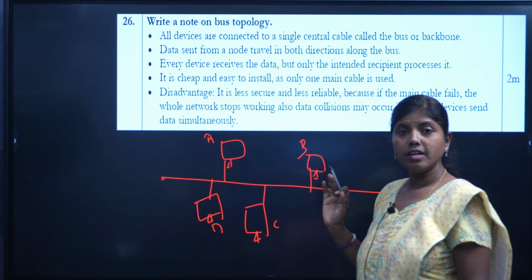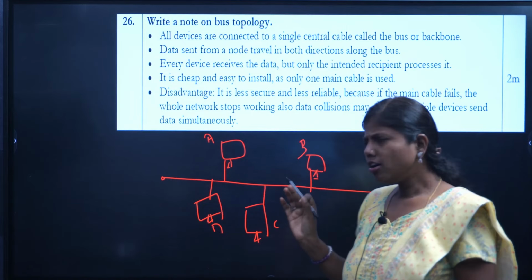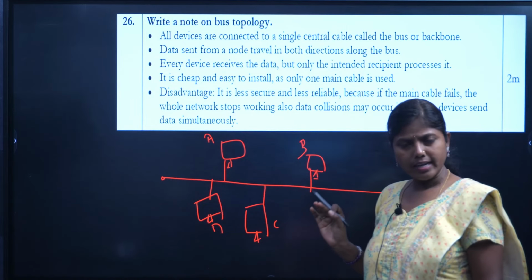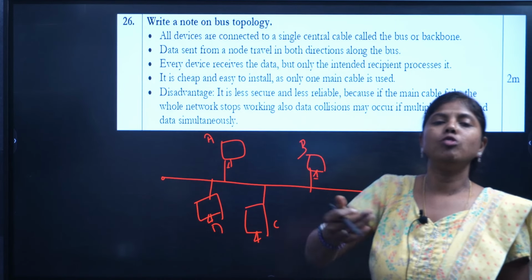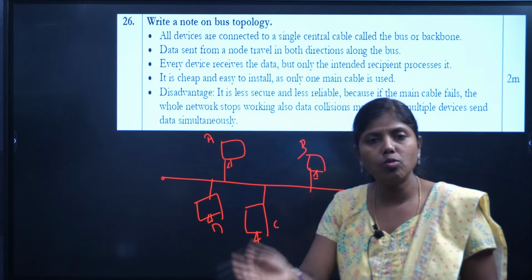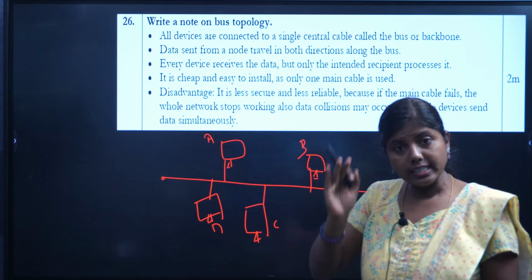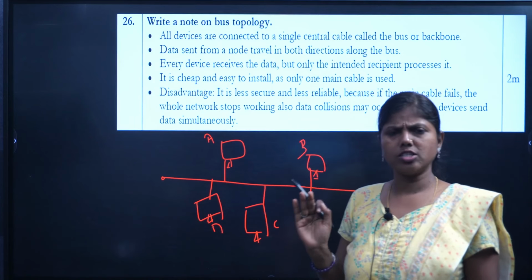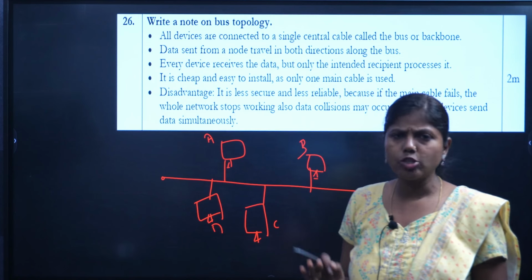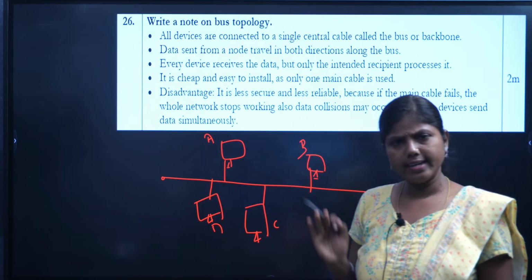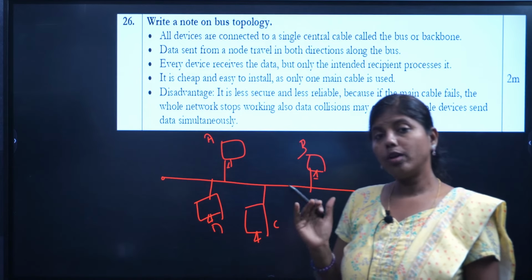It's going to be less expensive, so we can say it's very advantageous. But what if the central backbone itself is gone? If the cable is faulty, the entire network fails. That is a disadvantage here. Maintenance is actually simple. It's less complicated and easy to maintain. Clear? We'll go with the next slide.